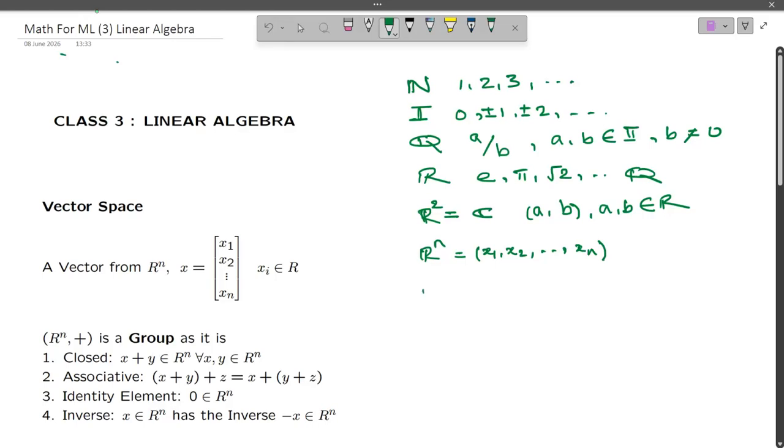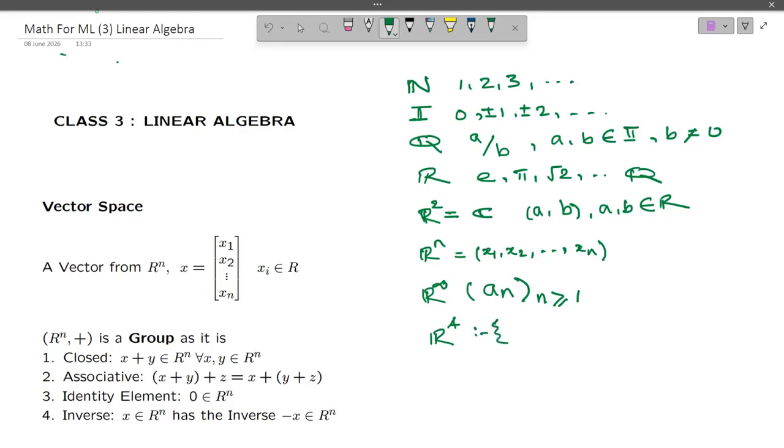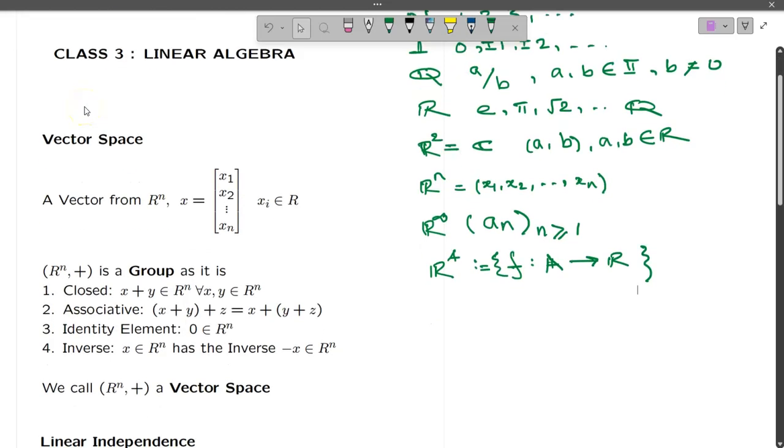And then there came the set R infinity, which is the set of sequences. And then there came R to the power A, where A is a set; R to the power A is nothing but the set of real valued functions from A to R. So that is our number system, and we are considering Rn, the n-tuples, in the vector space.